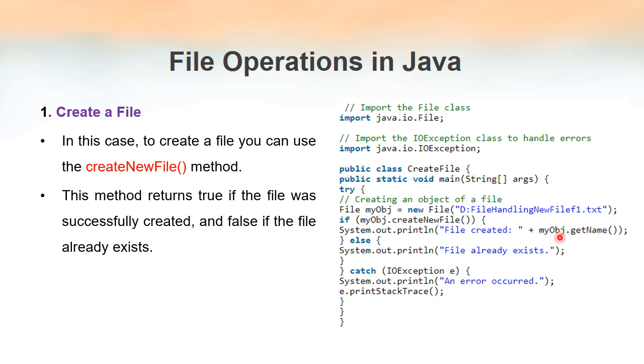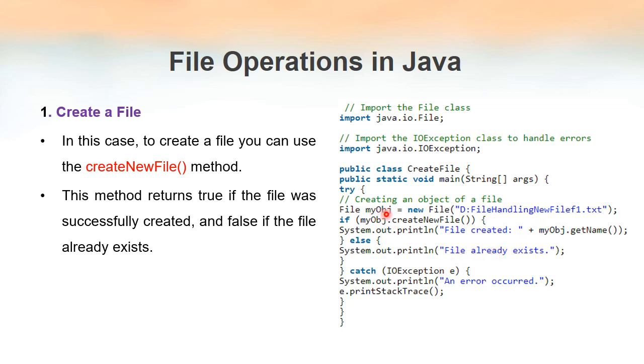See, we have used the getName method also here. myObj is the object of class File, and we have used the method getName to get the name of the file that we created. Here we have mentioned the name of the file already. So if this file was created during this line of code, when we executed this line, we'll get the name of the file that we have mentioned here. I hope it's clear to you.